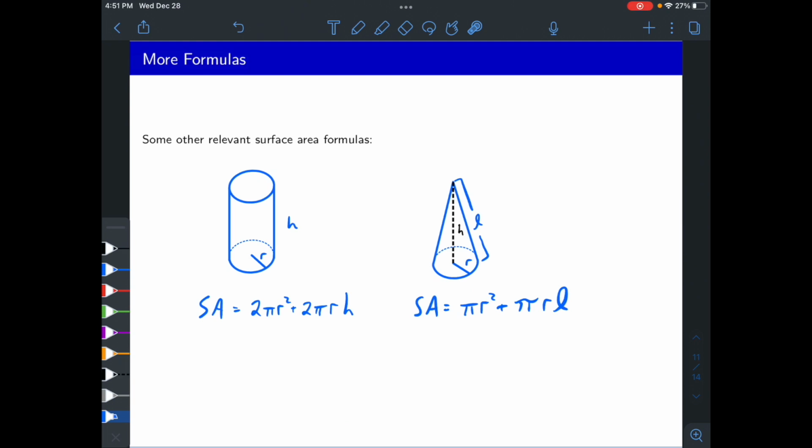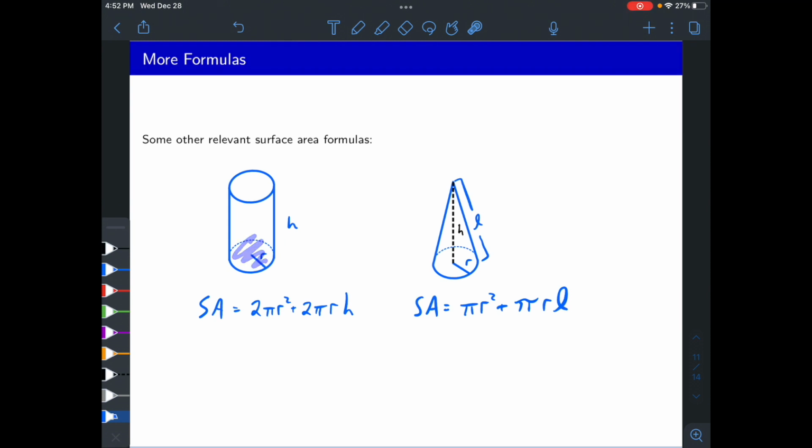Some other, albeit less common but still relevant surface area formulas. The surface area of a cylinder: here we're specifically saying that the base is a circle with radius r, and it's a right cylinder, so it's going straight up, not off to the side or anything. The surface area would be 2 pi r squared plus 2 pi r times the height. This one we can think of more intuitively though. Where does the 2 pi r squared come from? Well, it comes from the area of the top and the bottom.